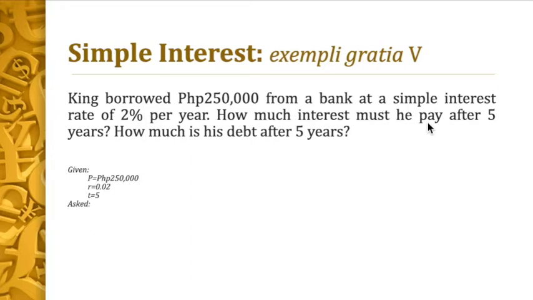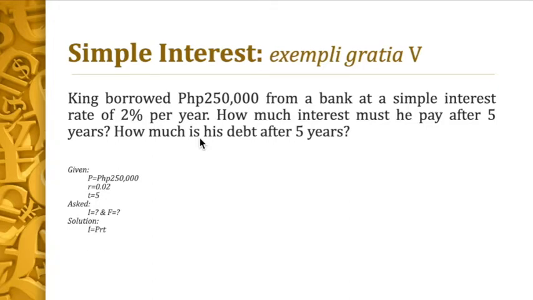And what is asked? In the first question, how much interest must you pay? That's your I. Last sentence or question, how much is his debt? So when you say debt, how much is the amount that he needs to pay after 5 years? So that's going to be your F, your future value, which is just your principal plus the interest earned. Okay. Now let's go for the solution in this part.